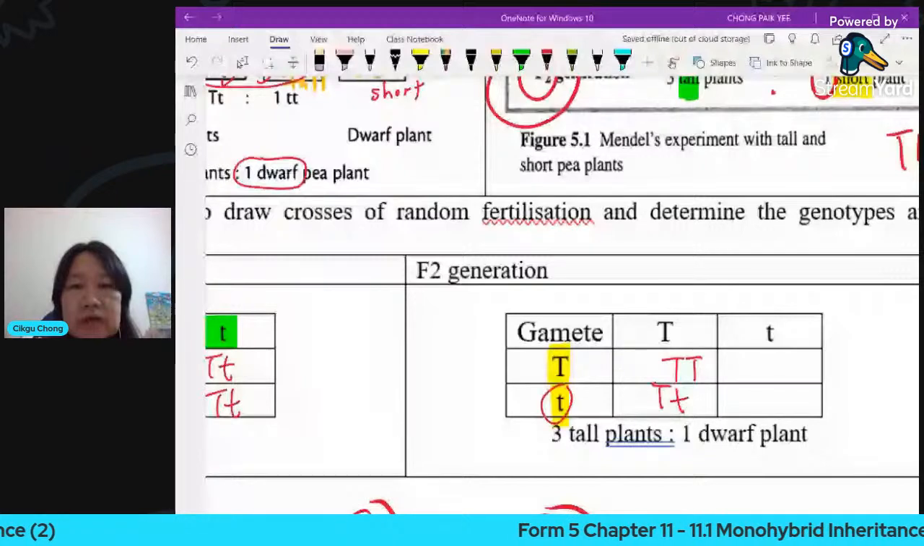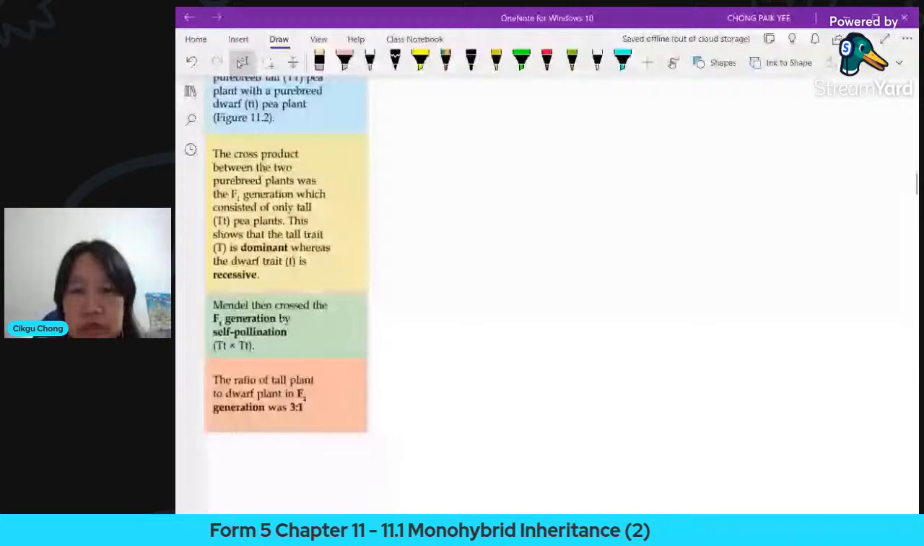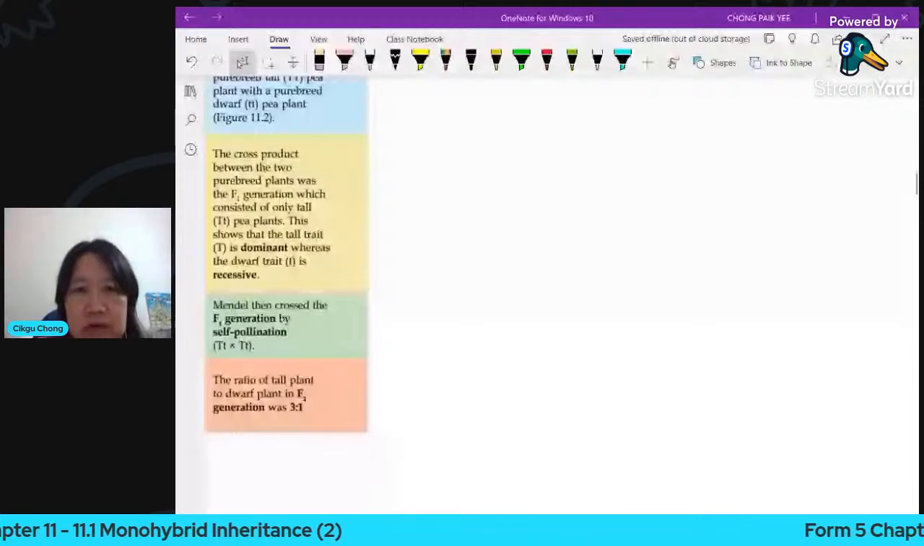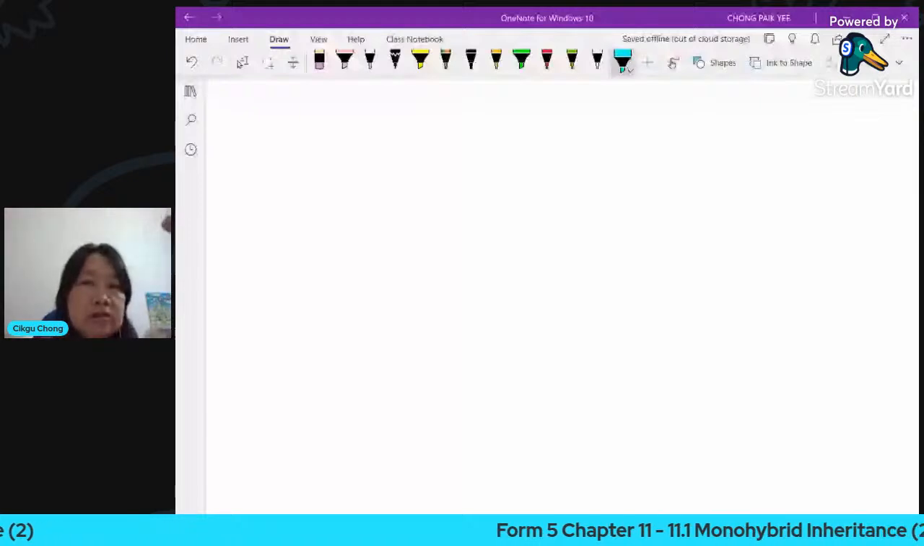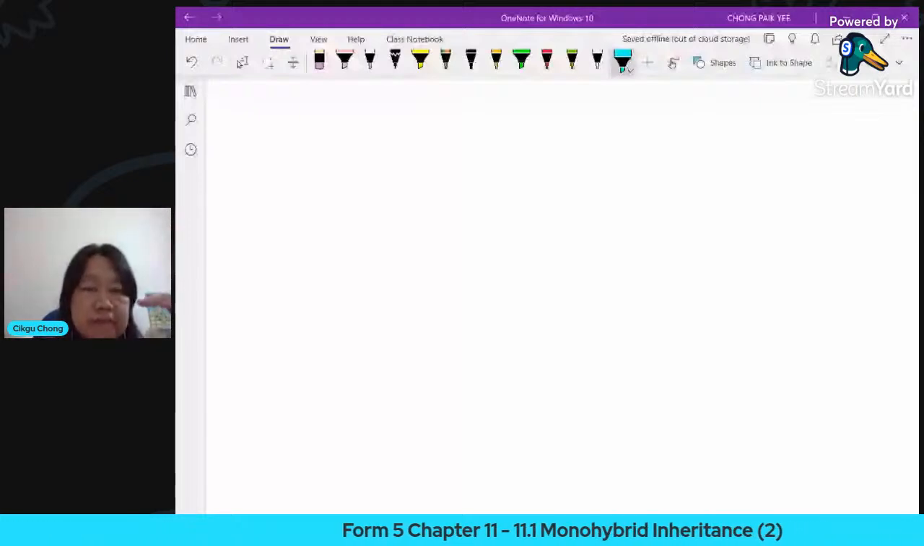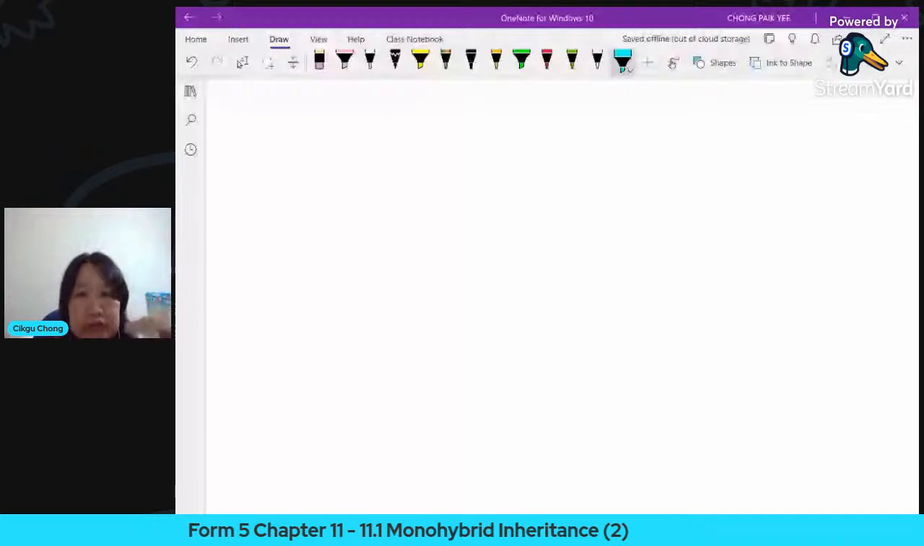I'll just start on an empty slate here. Okay, I'll do it like this. All right, this is how you draw. I'm going to draw from the parental generation to the F1 generation to the F2 generation. Okay, let me write it down.